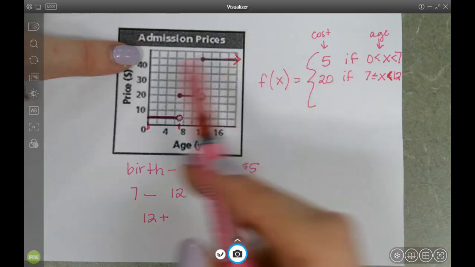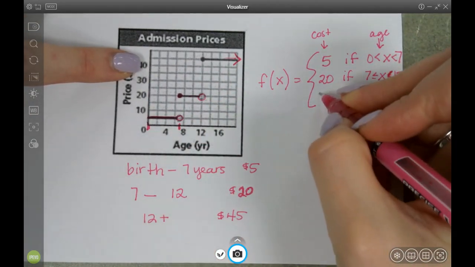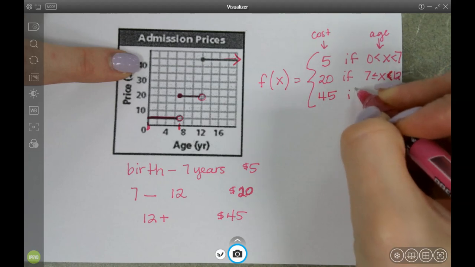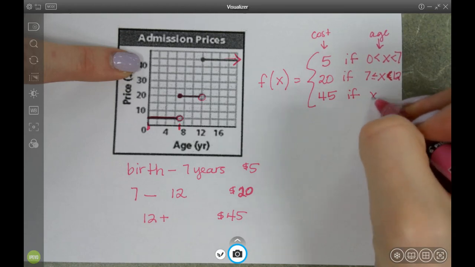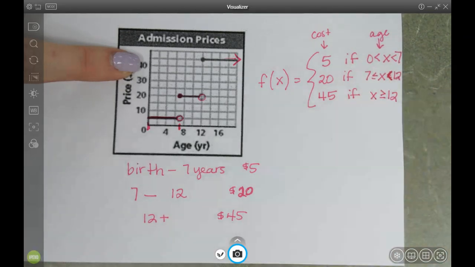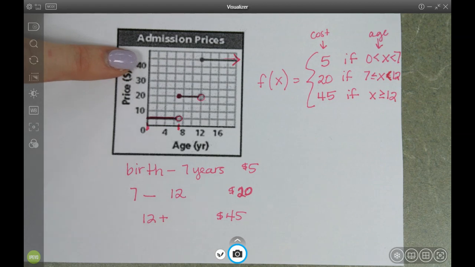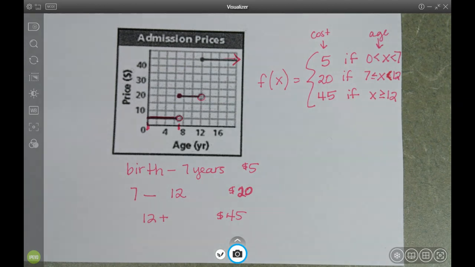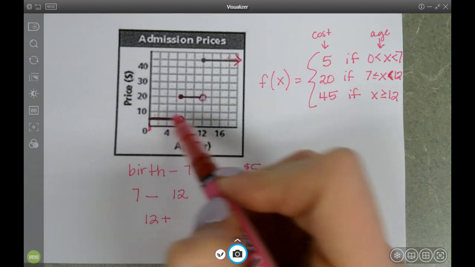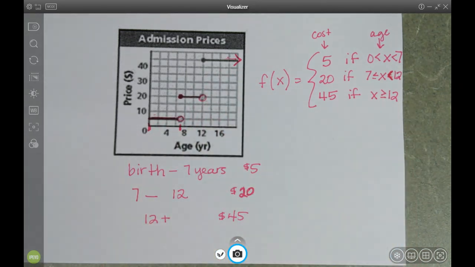Then for our last one, our cost is a ridiculous $45 if your age is 12 or more. So x greater than or equal to 12. And that is what a piecewise function looks like. Okay, it's called a step function because it steps up. They look like steps because they're flat. So it's weird, but not overly crazy, right? Please say yes.